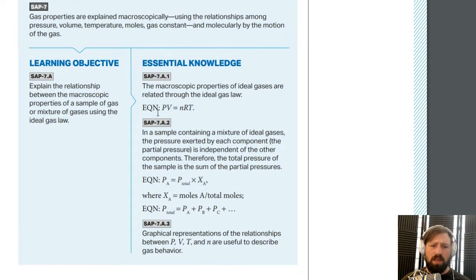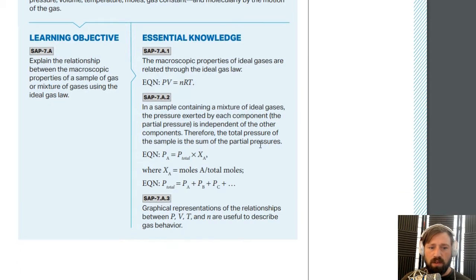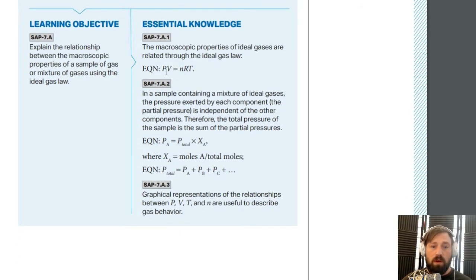The big thing with ideal gas law you need to remember is the ideal gas law formula, PV equals nRT. I'll get into that a little bit whenever we head over to the slides. The other thing you need to know other than PV equals nRT is that the total pressure of a system is the partial pressure of each gas summed together.